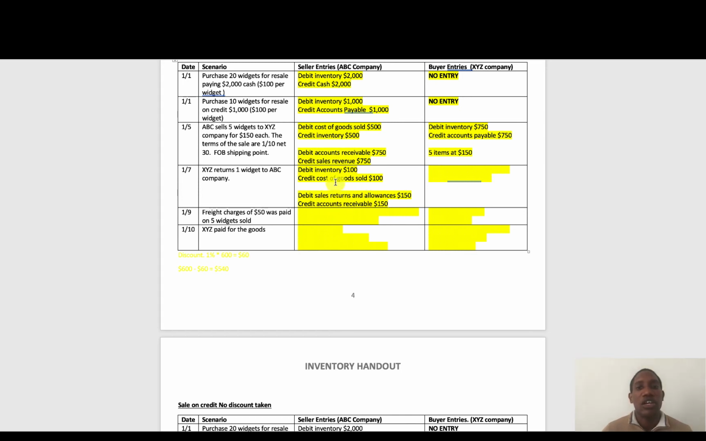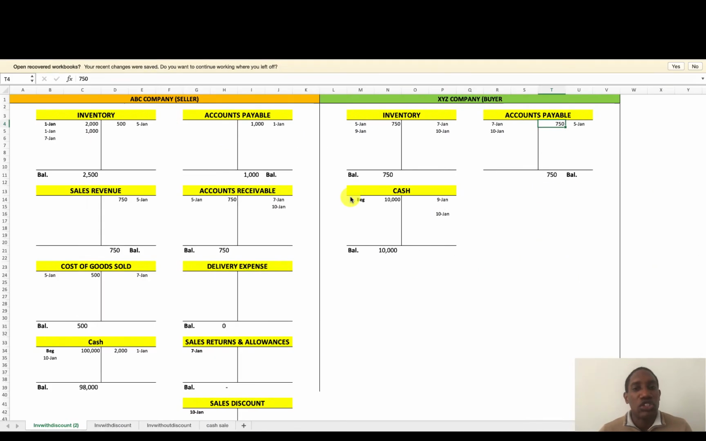So we see that? This is the return entry that ABC makes whenever there's a return. You first have to adjust the cost: you put it back into inventory, you have to put it back at cost, not the selling price, and you remove it out of cost of goods sold. And then you have to reduce your receivables because your customer is not going to pay you for something they returned, and then you put it in sales returns and allowances. So let's go ahead and journalize that.